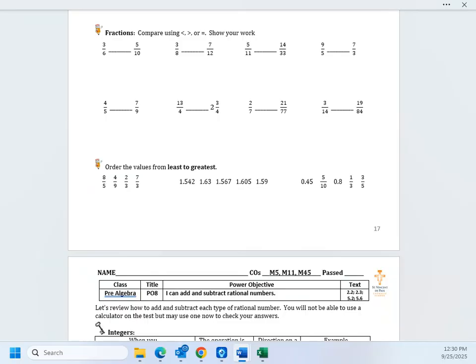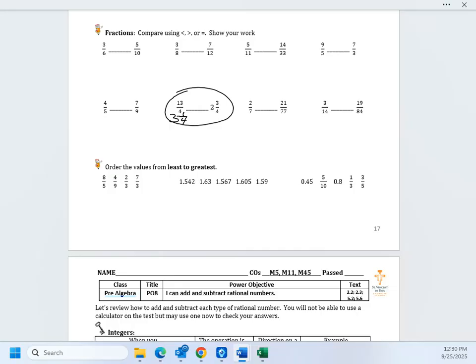What do we do when we have something like this? 13/4 and 2 3/4, what do we have to do? Madeline? Make the improper fraction a mixed number. Make them both mixed numbers. How many times does 4 go into 13? 3. What fraction are we left with, Henry? 1/4. Now I look at it and I say, okay, I have 3 1/4 and 2 3/4. This is easy to compare.